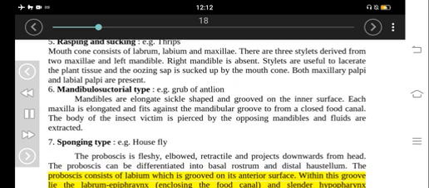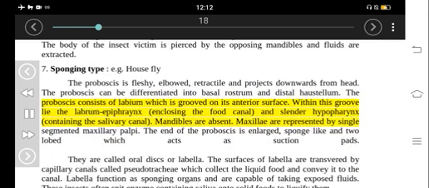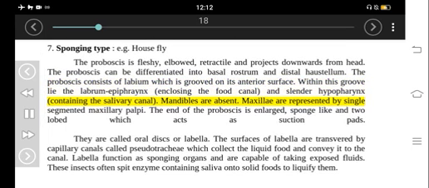Within this groove lie the labrum-epipharynx, enclosing the food canal, and the slender hypopharynx containing the salivary canal. Mandibles are absent. Maxillae are represented by single-segmented maxillary palpi. The end of the proboscis is enlarged, sponge-like and two-lobed, which acts as suction pads. They are called oral discs or labella.